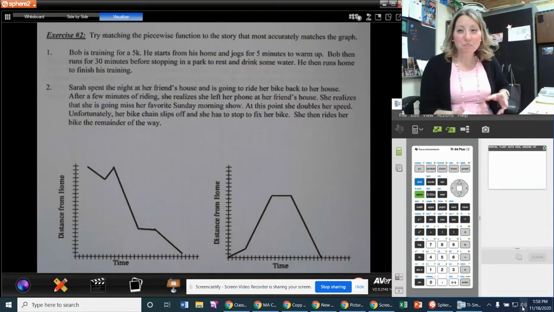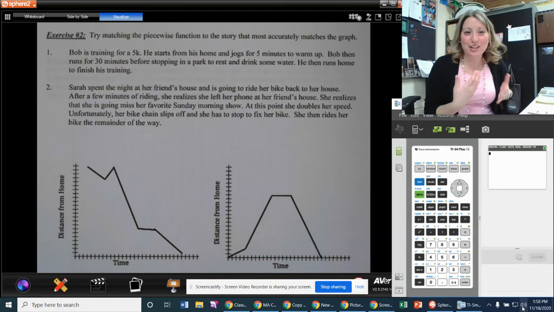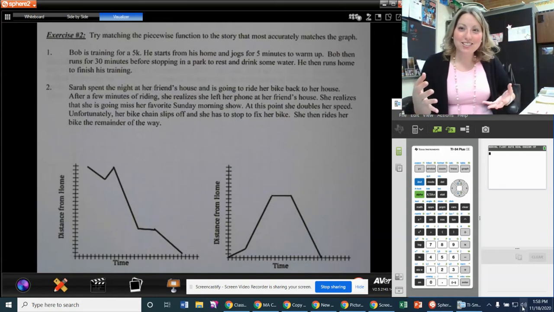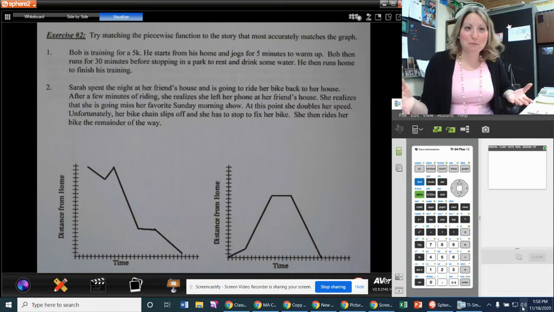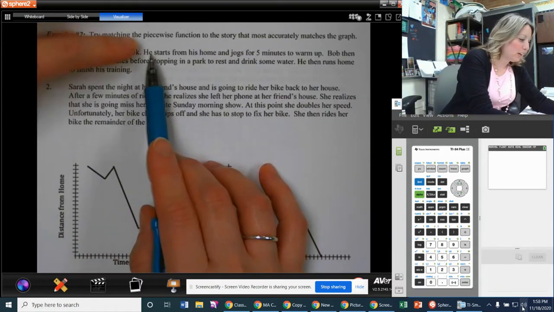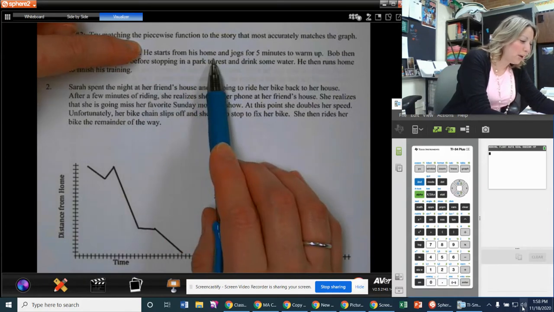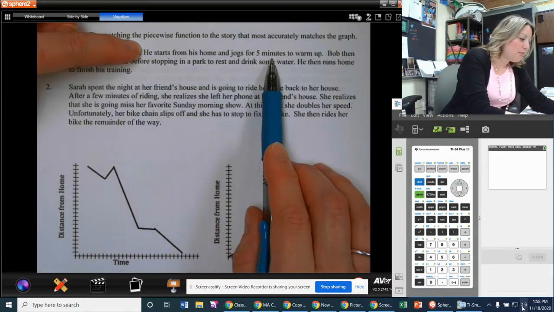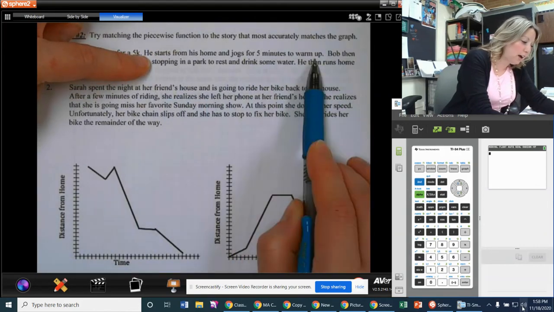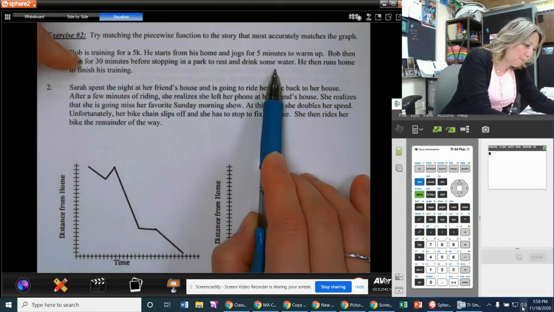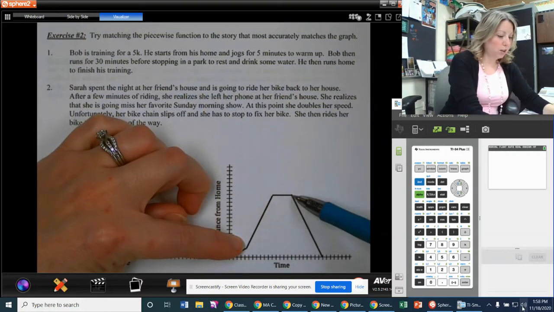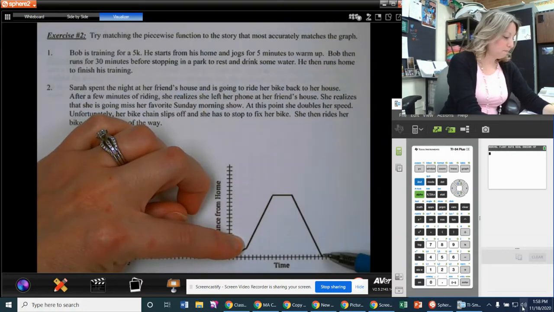Well, the way I would think of this is all the choppiness in these journeys would be different pieces, right? So let's just consider Bob first. He starts from his home and jogs 5 minutes to warm up, then runs for 30 minutes, stops in a park. So there's the jog, here's the run, there's a stop, and then runs home. So 1, 2, 3, 4 different journeys, right?